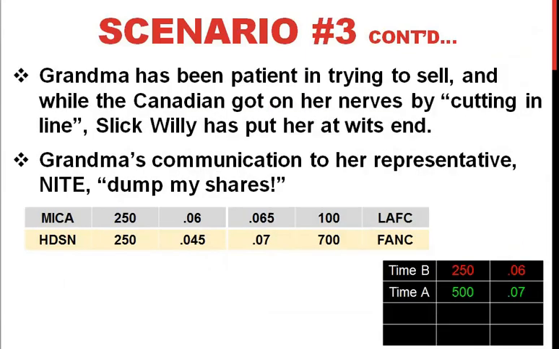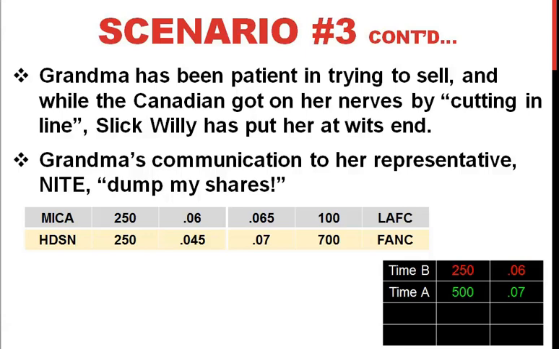All right, if you have children in the room, send them out, because grandma has been very patient. She's been trying to sell for 7.5 cents. And the Canadian got a little bit on her nerves when he cut in front of her. But with Slick Willie and his little cutting in line move, she is at wit's end. Slick Willie has kind of pushed her off the deep end in terms of her patience. So grandma's old school. So she hops on the phone and says, dump my shares, Knight. I just want to get rid of them. And Knight says, yes, ma'am.